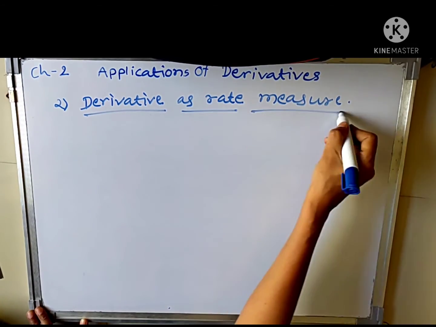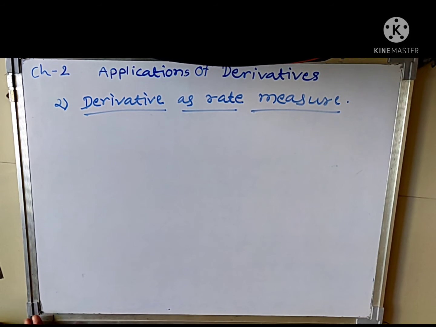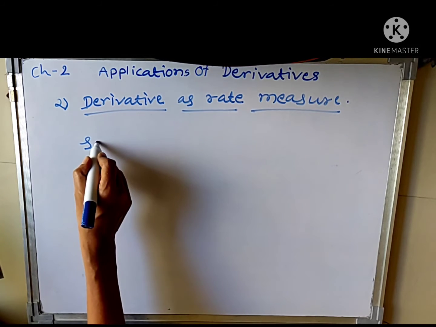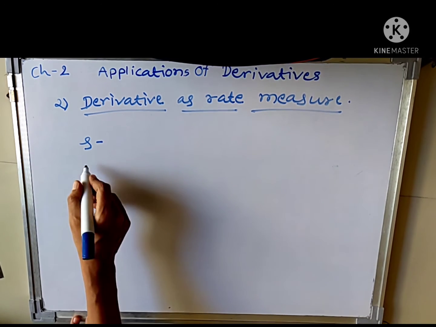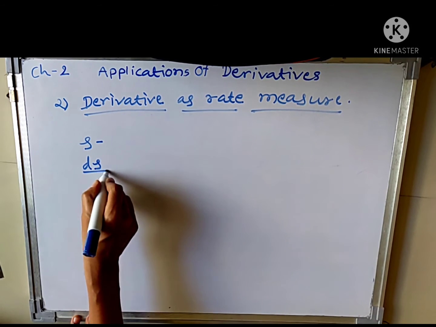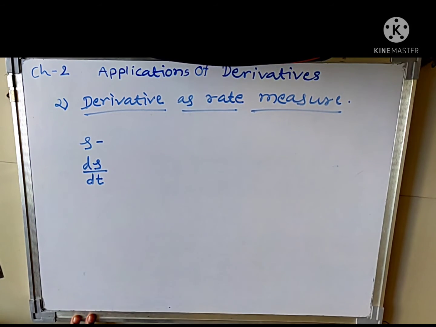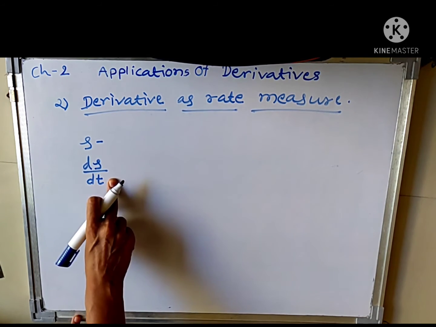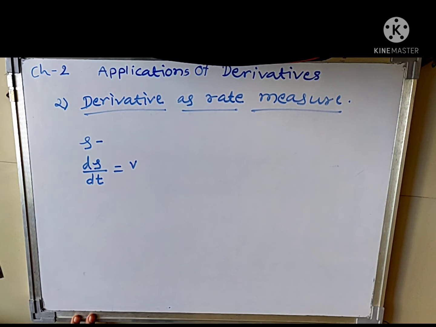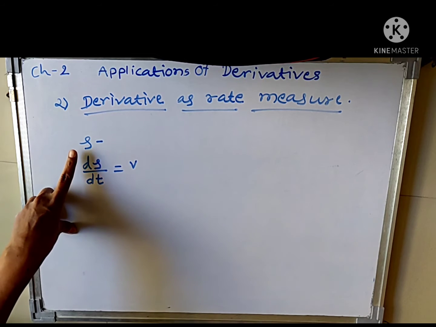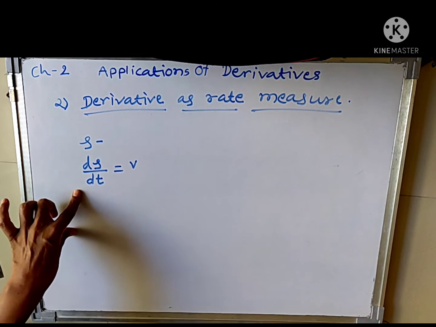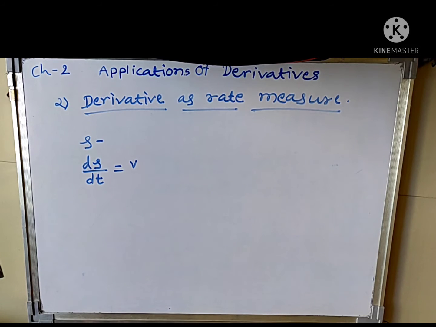What is the meaning of that? Look, students, in 11th standard or in physics, you study that. Here, s is the displacement of a particle at a time t. Then we know how to find out the velocity. Velocity is nothing but the rate of change of displacement, that is v. Means displacement at time t, you have to differentiate with respect to time, then you will get the velocity.